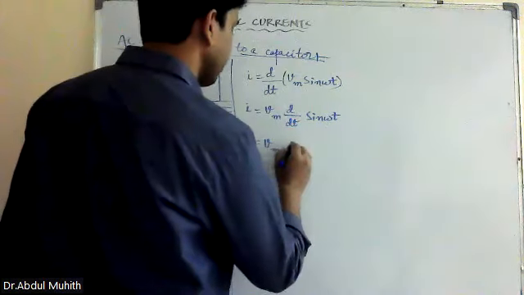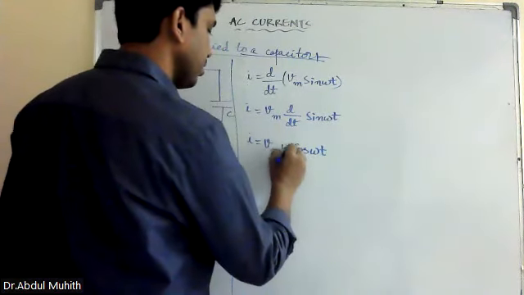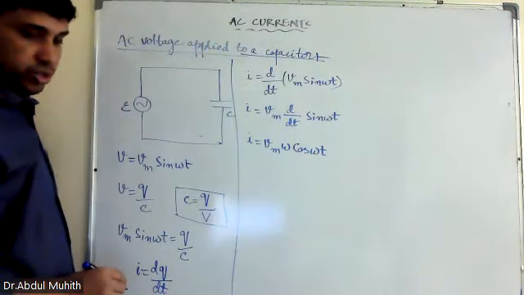Derivative of sin omega t is cos omega t. Derivative of omega t is omega. Okay, so we got this value.